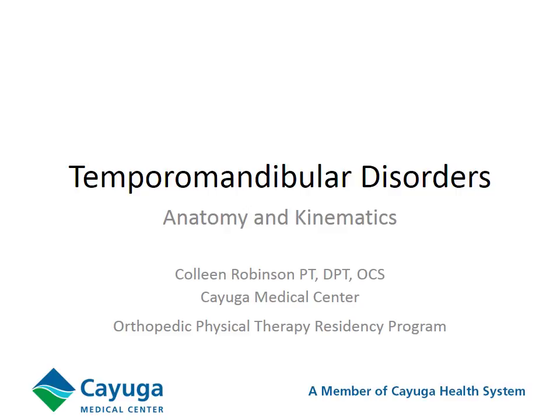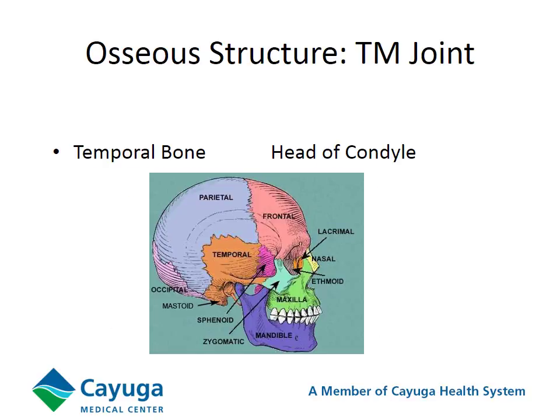Temporomandibular disorders, the anatomy and kinematics. The bones that make up the TMJ are the temporal bone and the mandible. The head of the condyle is the part of the mandible that articulates with the temporal bone.